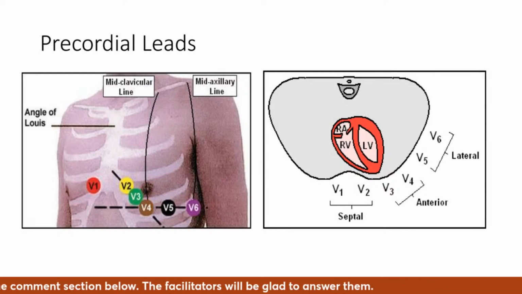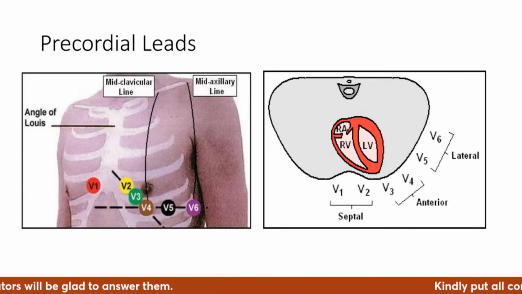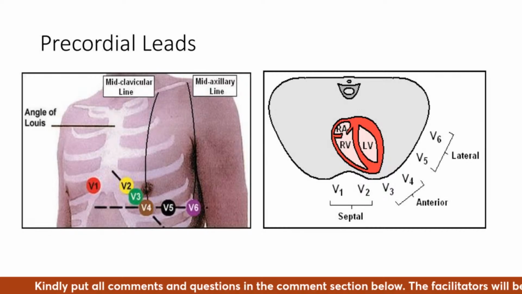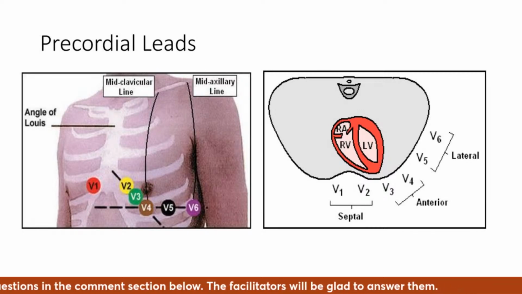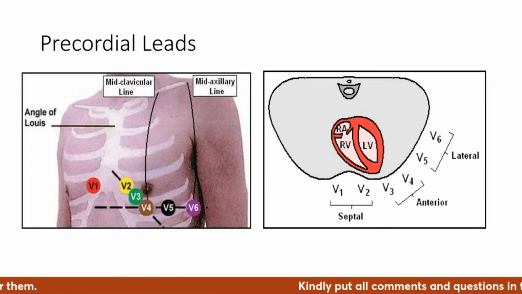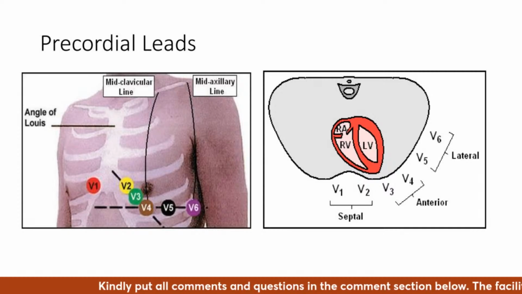So, in brief, at the fourth intercostal space, left and right parasternum, that's where V1 and V2 are placed. We place V4 at the fifth intercostal space in the mid clavicular line. Then we place V3 between V2 and V4. Then on the same line as V4, we place V5 and V6 in the anterior axillary and mid axillary line. Occasionally we have V7, V8, V9 in order to see the posterior part of the heart, because this part is usually not captured very well on our standard 12 lead ECG.